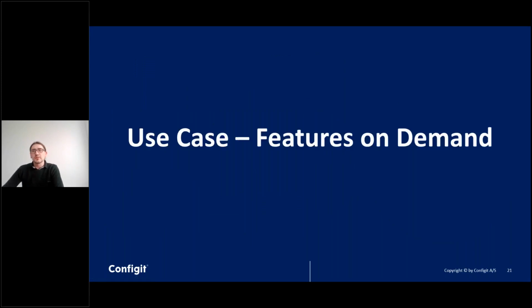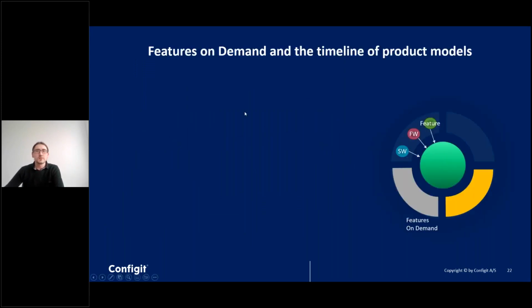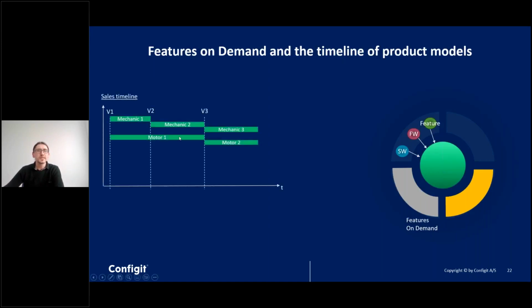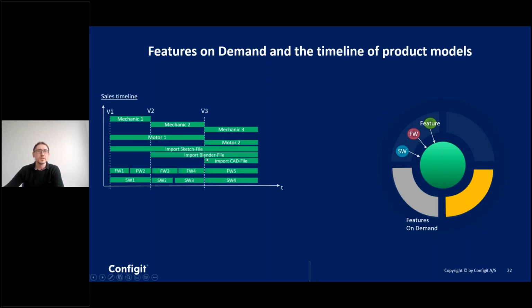Another use case is a feature on demand use case, quite similar to what we have seen in the retrofit case, but with a small difference. So we have again a sales timeline with some mechanical components, and I now put into the timeline more features like a specific file format we can import for 3D printing and some software updates. And we can see when we have a configuration at that point in time, we only could use the sketch files here. But if I now want to get this CAD file support, I need to update, of course.